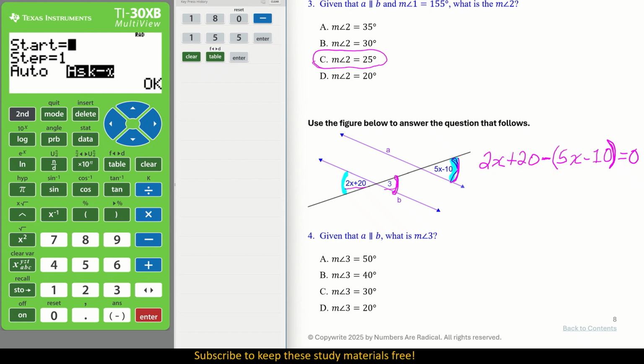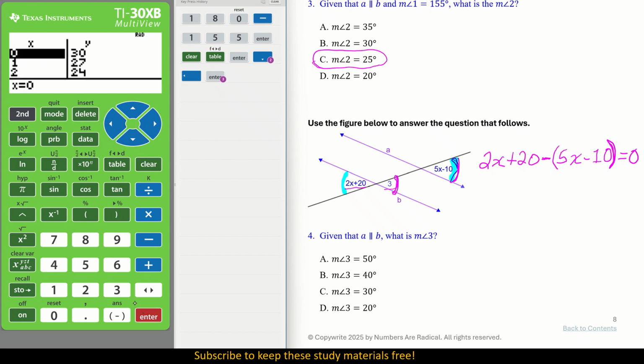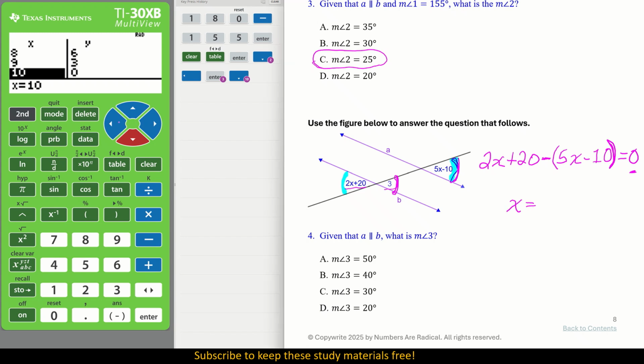Now I can't use ask here because I'm looking for the value of x and that's not my final answer. Okay, but I can use auto. Now it might take me a second, but let's see what happens. It's just a thought. I can also manipulate. So I am looking for 0 for the y value. And notice how the y values go down. And that did not take long. So I know that x equals 10.